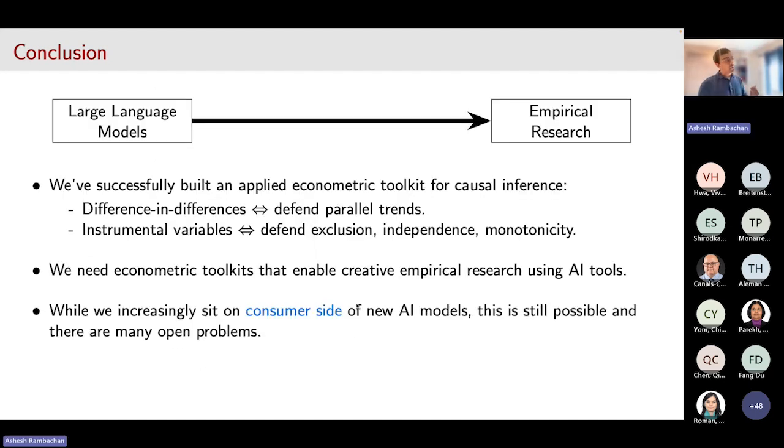So taking a step back, what I want to summarize is, over the last 25 years, I think the success of econometrics has been in developing an applied toolkit for causal inference. If you're doing a diff-in-diff, you have to defend the parallel trends assumption, and we have ways of thinking about sensitivity analyses. If you're doing an IV, you have to defend exclusion, independence, and monotonicity. And what we need now over the next 10 years is the same sort of applied toolkit to allow researchers to use outputs from modern AI tools in research.